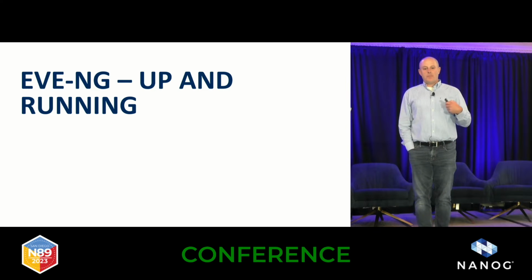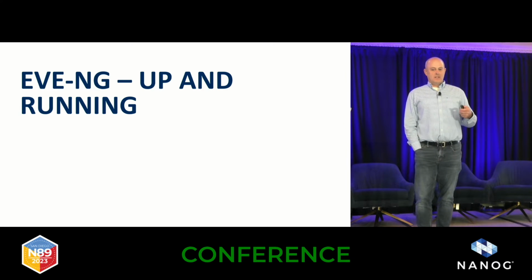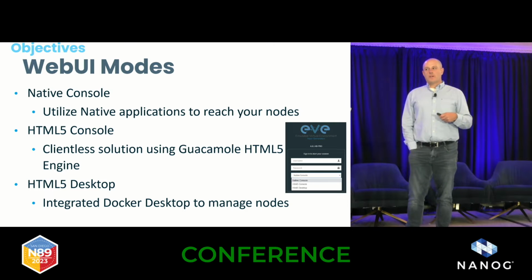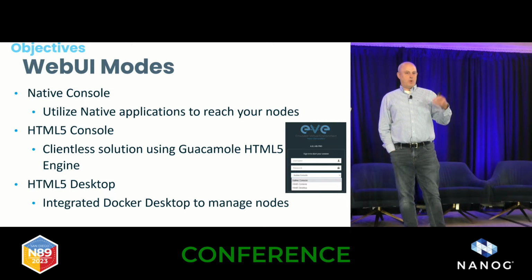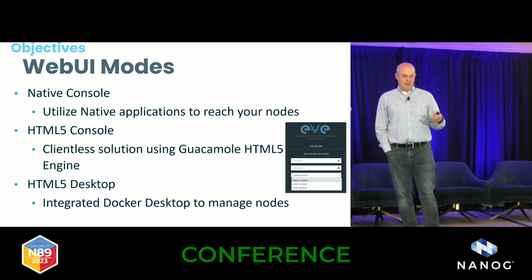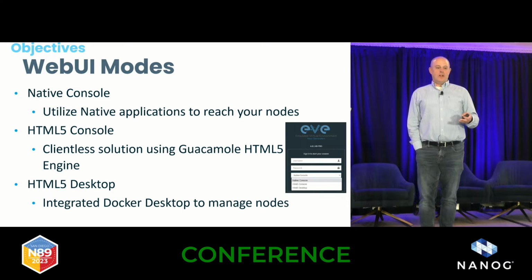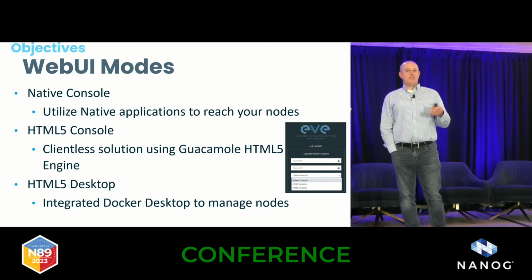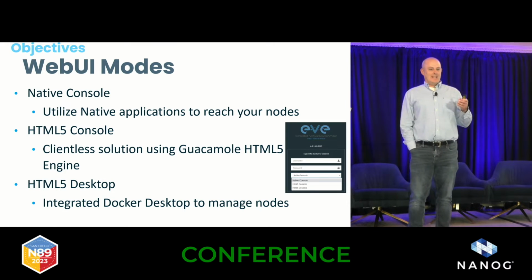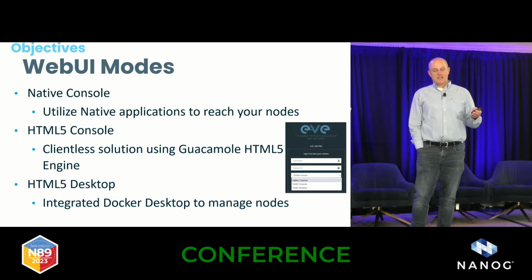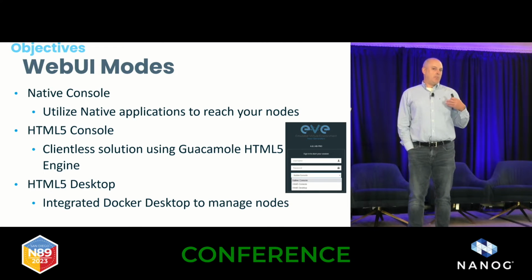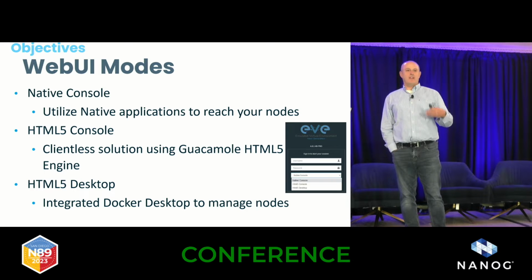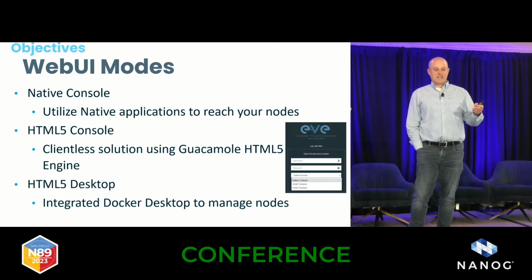So now we've got our server up and running. We've got our first image in there. So now what we're going to do is log into the web-based portion of the system and start building these virtual labs. You'll see that you have 3 options when you log in to the web UI. Native console means as you launch and connect to these nodes that you're creating, you're just going to utilize the native applications on your desktop to access them. So, for example, that might be PuTTY or SecureCRT when you're telnetting to the box, or your RDP client if you're RDPing to a virtual desktop.